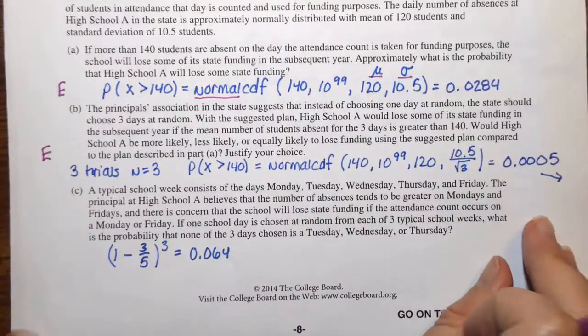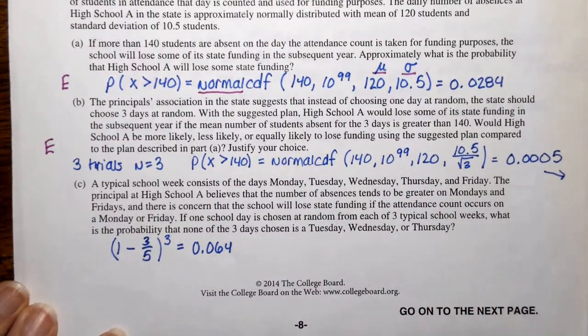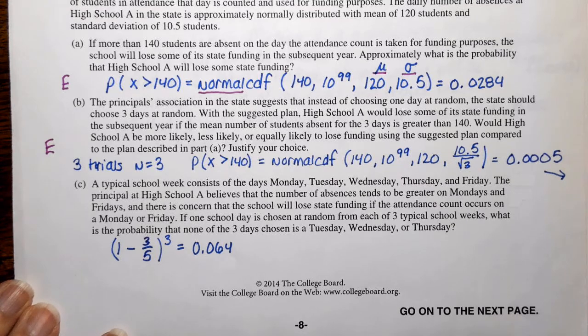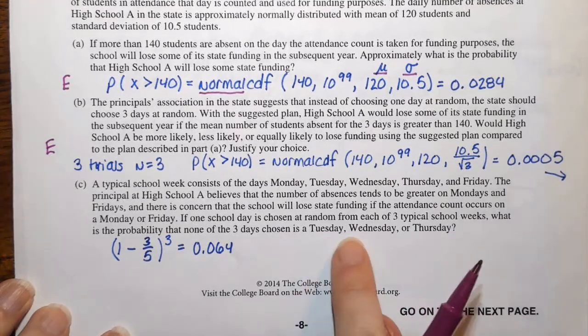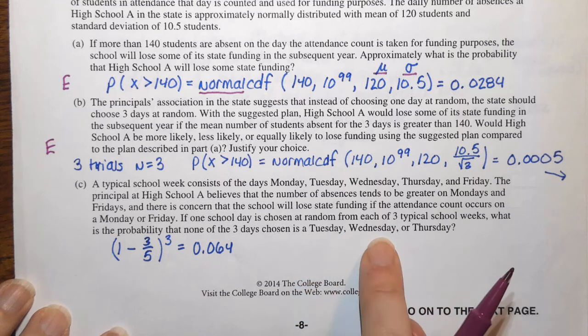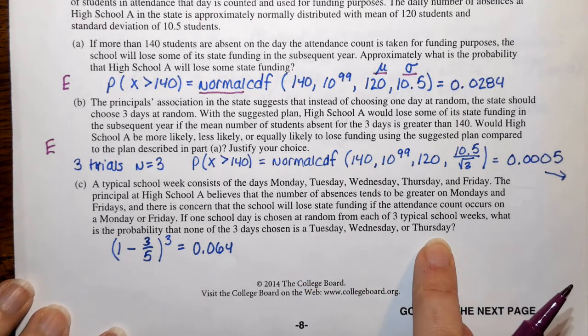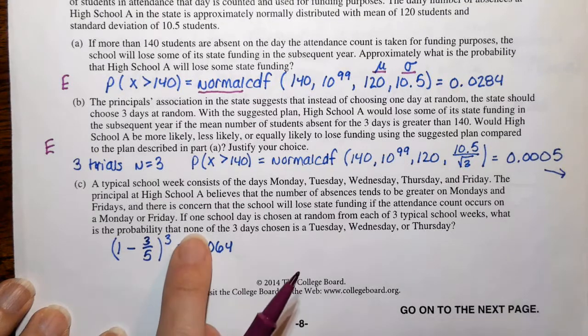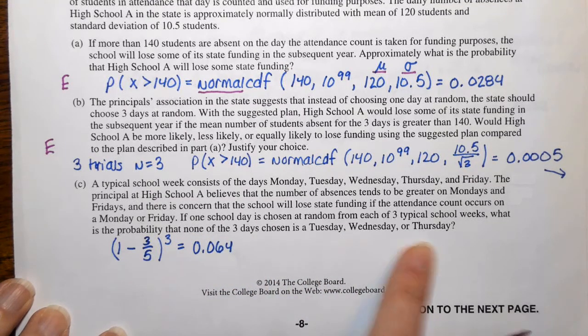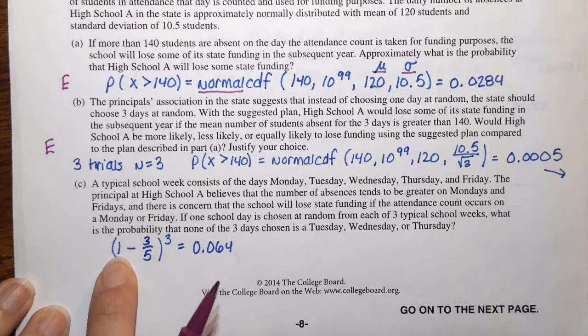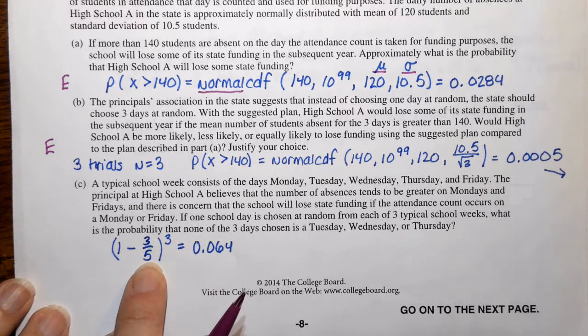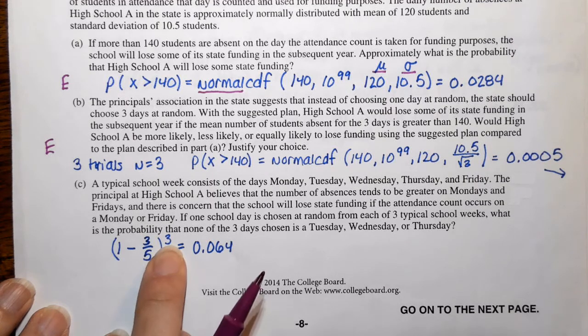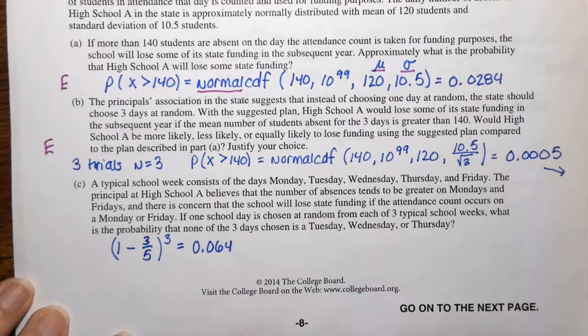Oh, okay, now C. I already heard from a student who said that C was really challenging. I find C to be really challenging, but here's what I did. So the first thing I said was Tuesday, Wednesday, and Thursday is 3 out of 5 days. And then it says none of them is Tuesday, Wednesday, or Thursday, so I said 1 minus that to get the other days. So that's going to be 2/5, which is a Monday and a Friday. And then I took that to the 3rd power for the 3 weeks.